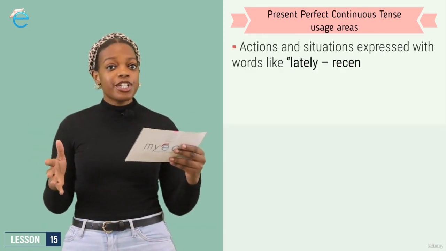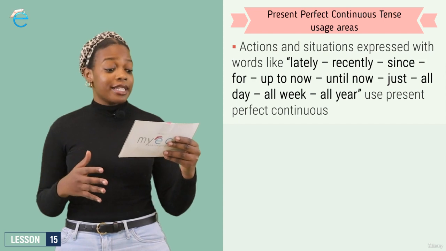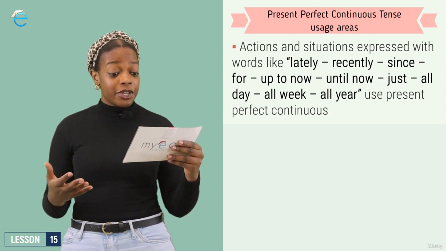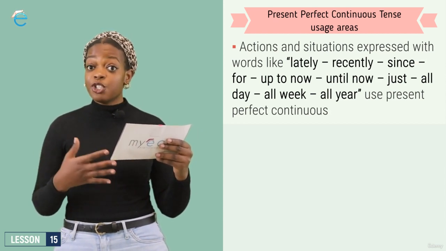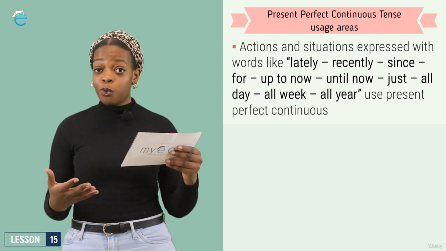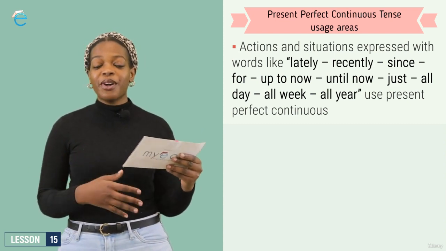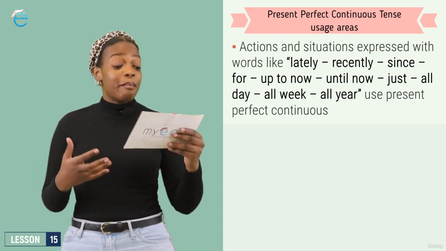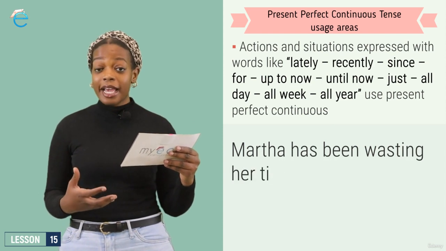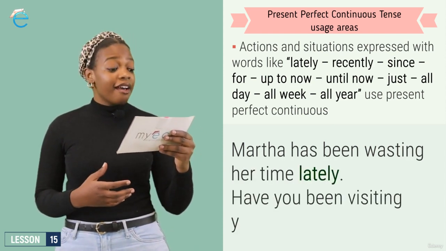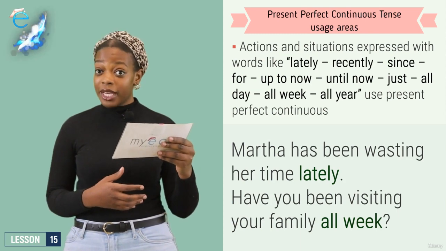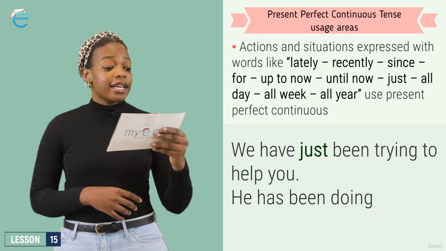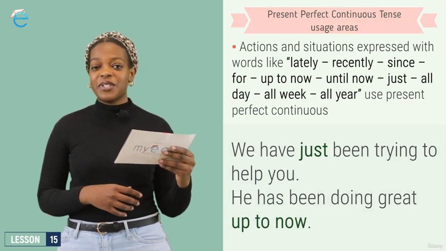When we have actions or situations that use words like lately, recently, since, for, up to now, until, now, just now, all day, all week, all year, then we're going to be using present perfect continuous tense. For example, Martha has been wasting her time lately. Or, have you been visiting your family all week? We have just been trying to help you, and he has been doing great up to now.